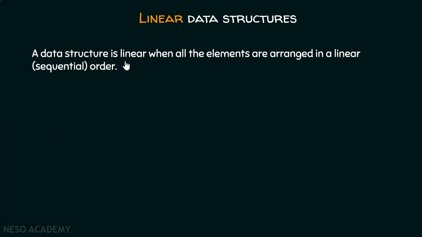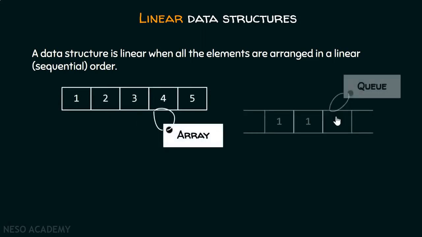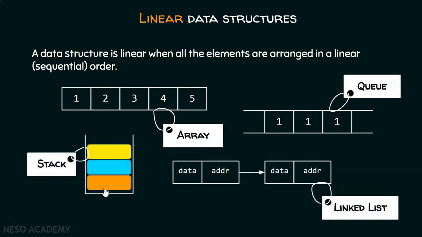A data structure is linear when all the elements are arranged in a linear or sequential order. If the elements are arranged in a linear order or sequential order, then we can say that a data structure is a linear data structure. For example, we have arrays, queues, linked lists, and stacks. These data structures are all linear data structures.